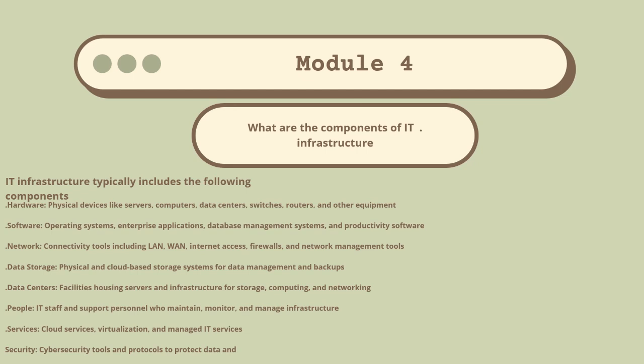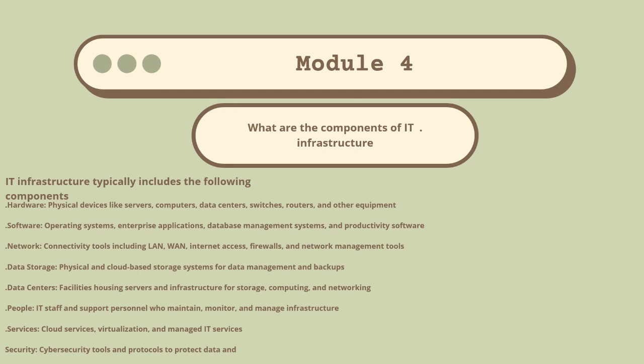Third is network. Network is the connectivity tools including LAN, WAN, internet access, firewalls to protect the information, and network management tool. So it's the connection between devices, its job is to let the data move around smoothly. Fourth, data storage. Physical and cloud-based storage system for data management and backups. So you can use services like Google Drive or Apple iCloud to store your data on the internet.